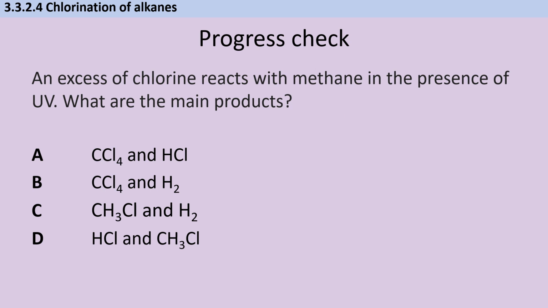So one final question to check your understanding before we finish. If we have an excess of chlorine reacting with methane, what will the main products be? Well, straight away we can rule out the bottom answer. That's what we would have if we had an excess of methane rather than an excess of chlorine. We can also rule out B and C because in none of these reactions did we produce hydrogen. So therefore our answer for the excess of chlorine is that we're going to make tetrachloromethane and also hydrogen chloride.